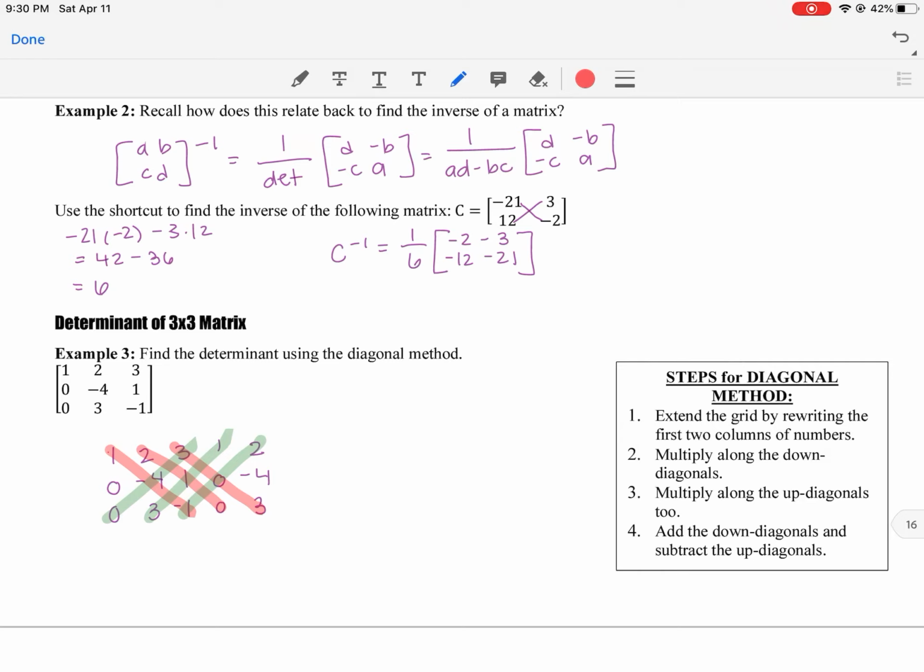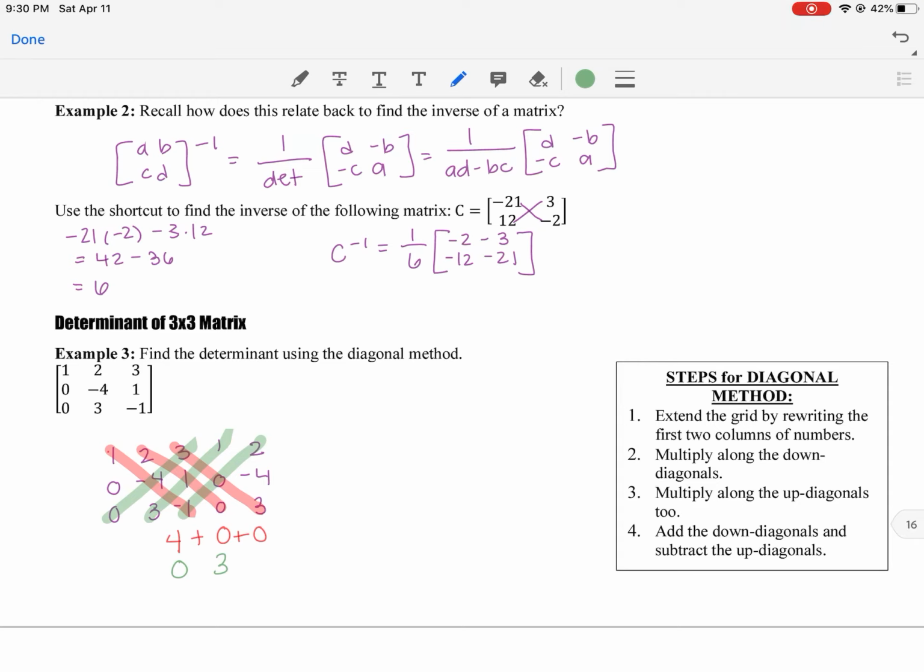And then it says add the down and subtract the up diagonals. So let's go through, let's see if we can find what these values end up being. So -1 times -4 times -1 is 4. 2 times 1 times 0 is 0. 3 times 0 times 3 is 0. And they're saying we add those.